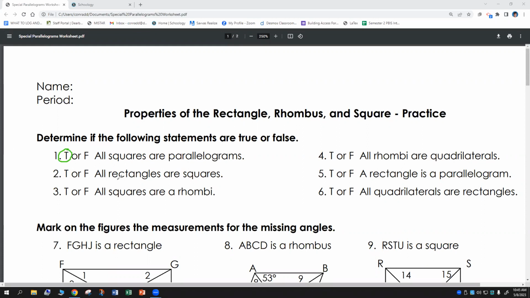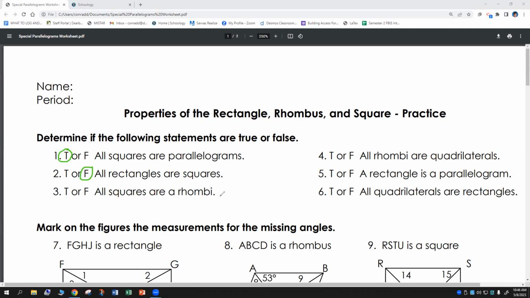Okay, number 2, all rectangles are squares. So a rectangle is defined as a parallelogram with 4 right angles. A square is defined as a parallelogram with 4 right angles and 4 congruent sides. So a square is always a rectangle because it has 4 right angles. But a rectangle is not always a square because in order to be a square, that rectangle would have to have the 4 right angles and 4 congruent sides. So it could be, but most of the time it's not.